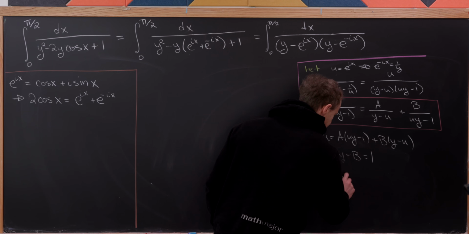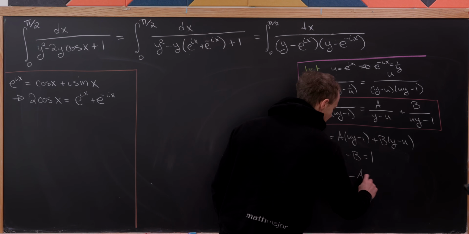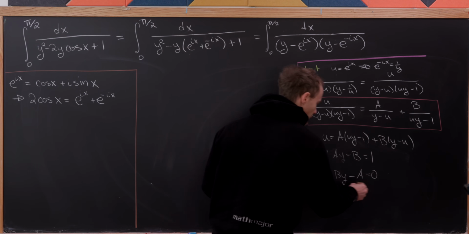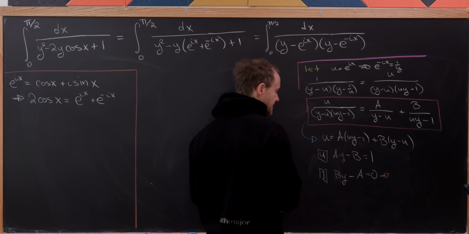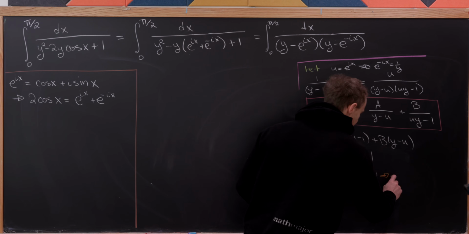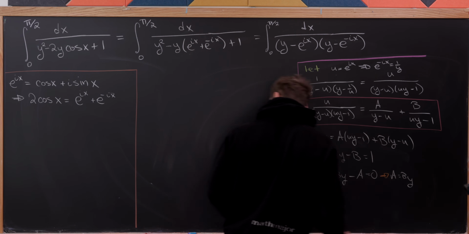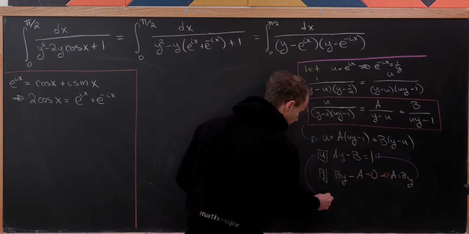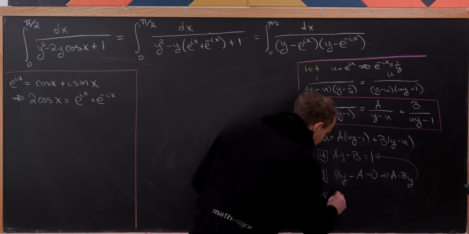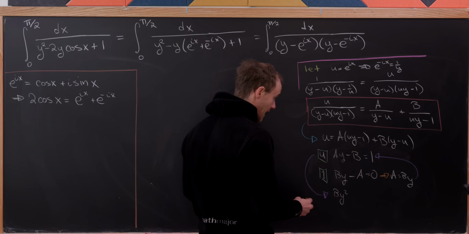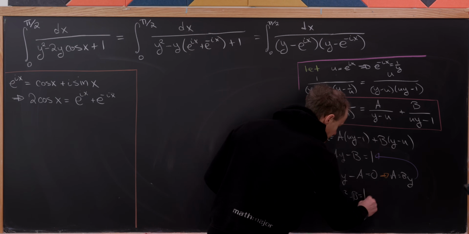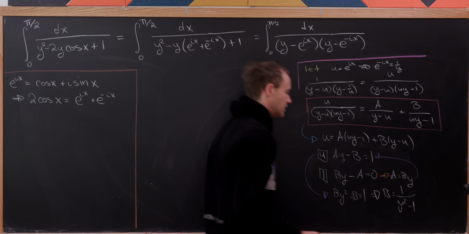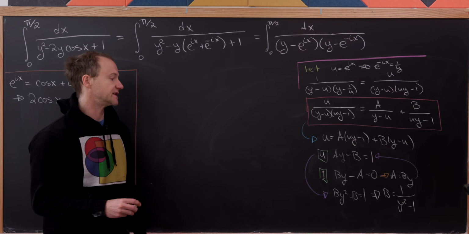Well, we'll have b times y minus a is equal to 0. But now let's observe that we can take this b times y minus a equals 0 and say that a is equal to b times y. And then pretty clearly we can take that and put it into our first equation, and that'll give us b y squared minus b is equal to 1, which tells us that b is equal to 1 over y squared minus 1, just by solving that pretty easily.